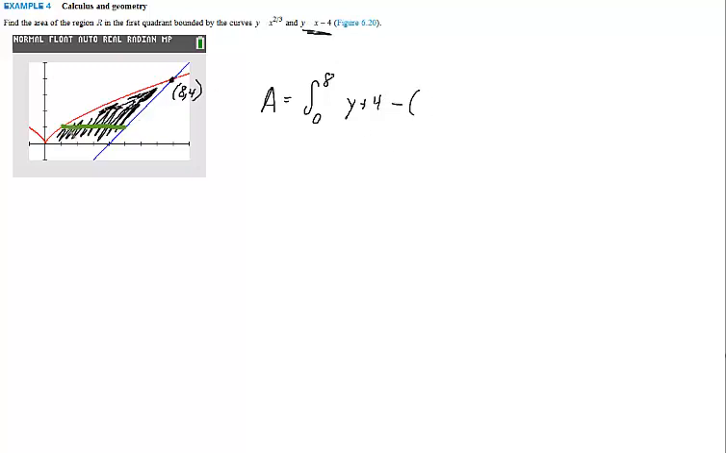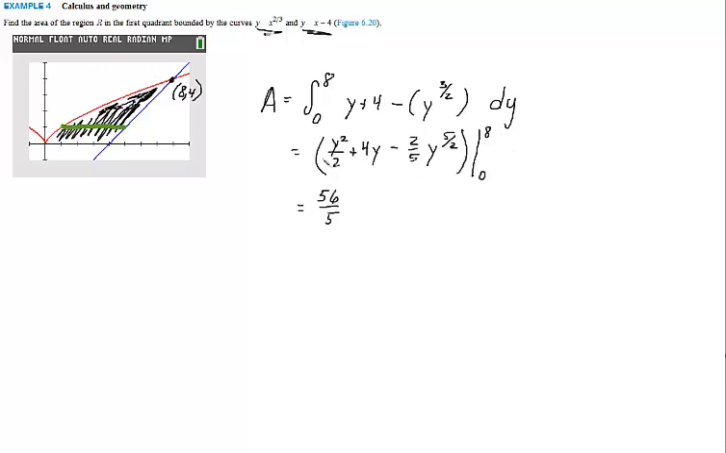minus the one that is on my leftmost side, that is this guy here. So I would have to rewrite that in terms of y, and doing that is just y to the 3/2, dy. I'm going to compute this integration and get my area. Computing that integration and then plugging those values in, I get 56/5 as my area.